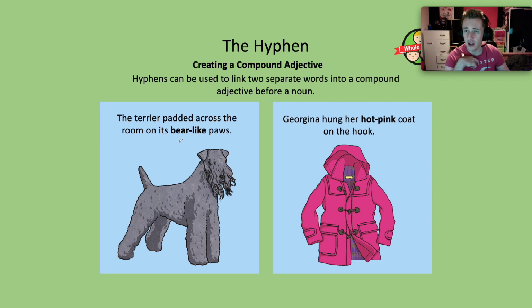Bear-like, dog-like, gorilla-like, eagle-like, whatever it is. If it's something like, you have to have a hyphen. Equally, if you're describing a certain shade of a colour, hot pink, bright orange, you could have vibrant purple. Because you're just still describing the colour and they're very closely linked, you put a hyphen. So if you've got two adjectives that are very closely linked, you put a hyphen.